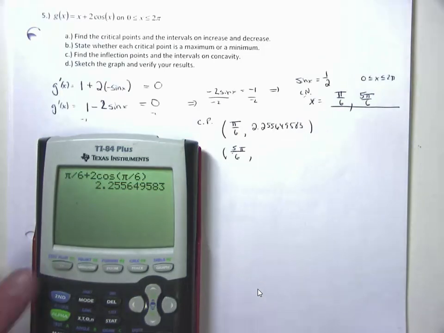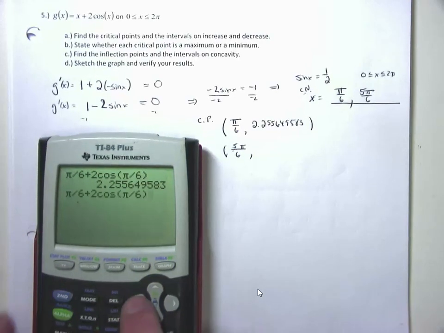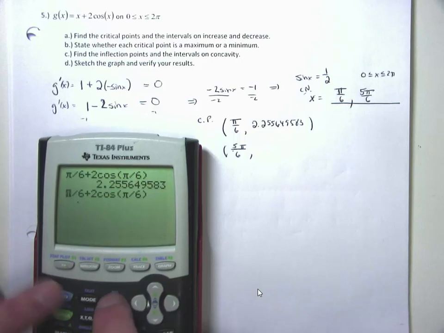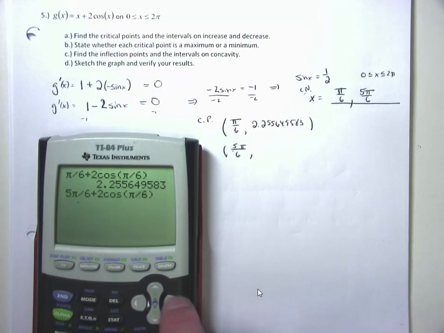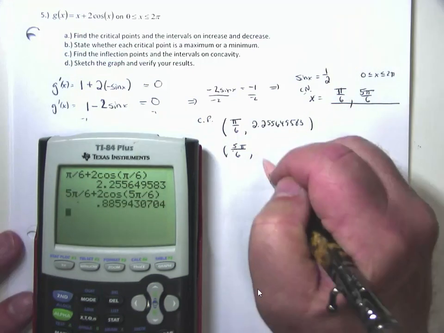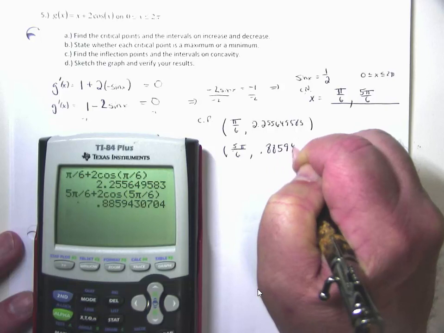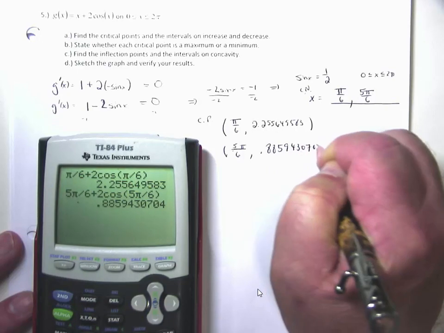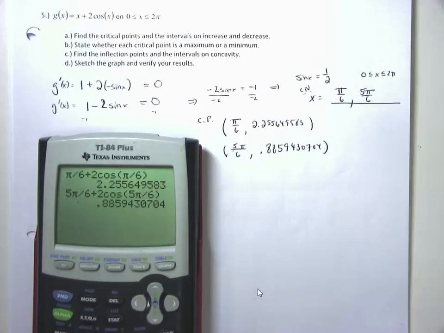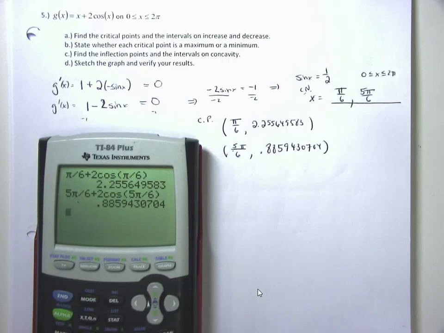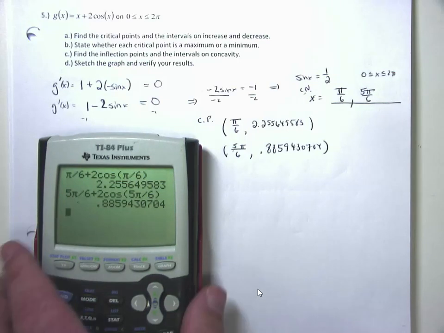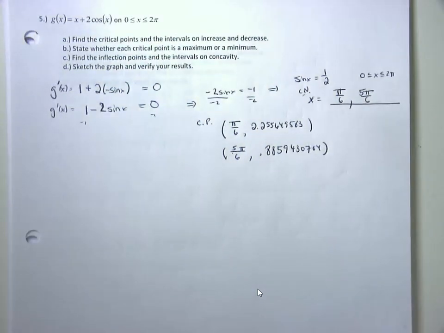Now I'm going to plug in 5 pi over 6 for x. x is 5 pi over 6 plus 2 times the cosine of 5 pi over 6, which makes it 0.8859430704. Crappy decimals. Sorry, it's trig. Does that make sense so far? These are my critical points.